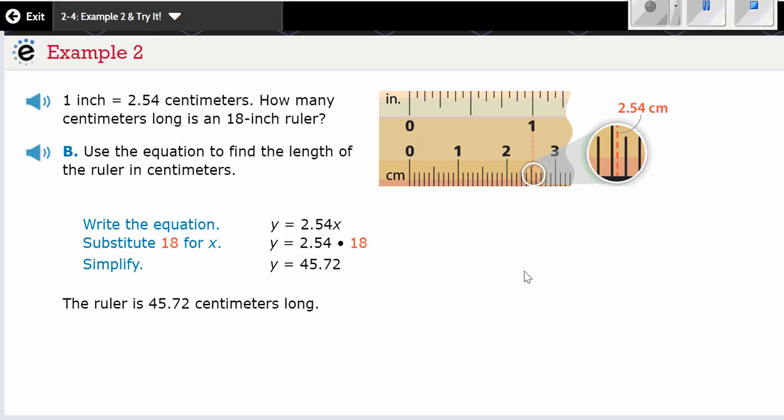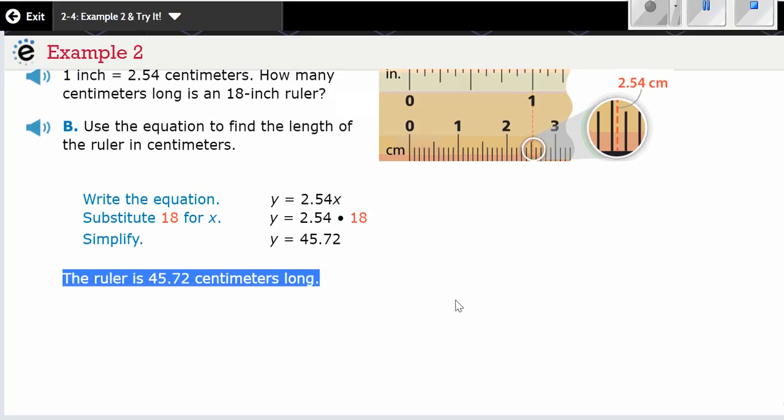So next step. Next step says, all right, we've developed this equation here by finding the constant. We took y, which is this, divided by x, which was this part, and got 2.54 as k, our constant. Now, since we're trying to solve for how many centimeters this 18-inch ruler is, we're going to plug 18 in for x and multiply and get an answer of y equals 54.72. And in that case, we have solved our problem.